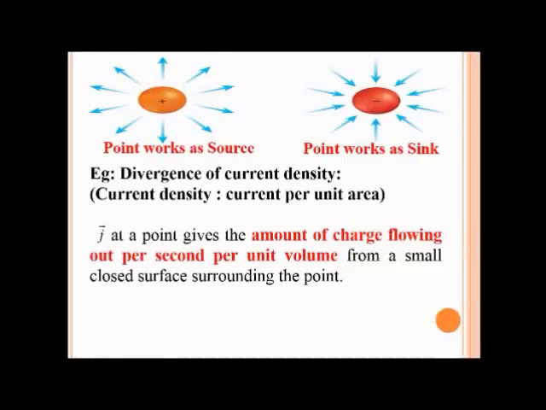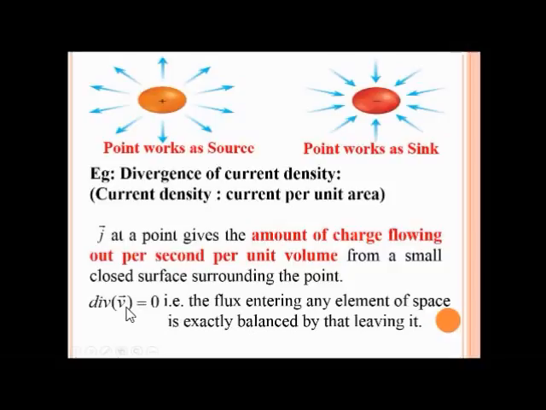So the divergence of J at a point gives the amount of charge flowing out per second per unit volume from a small closed surface surrounding that point. Now when these elements are coming out, then we can say this divergence is positive. When it is going inside, it is negative.